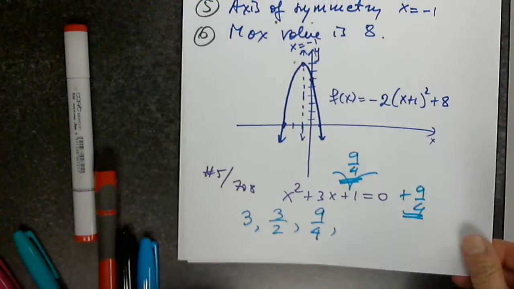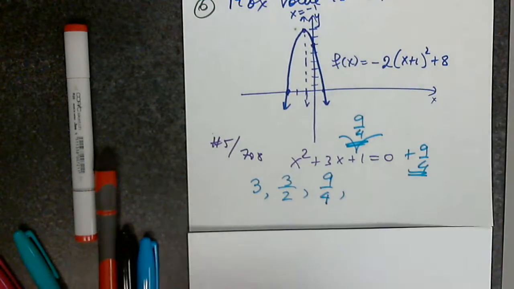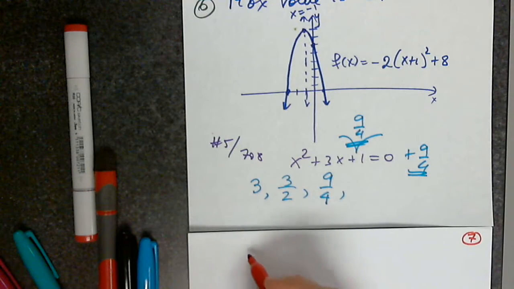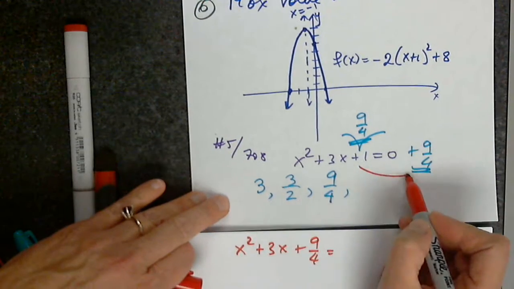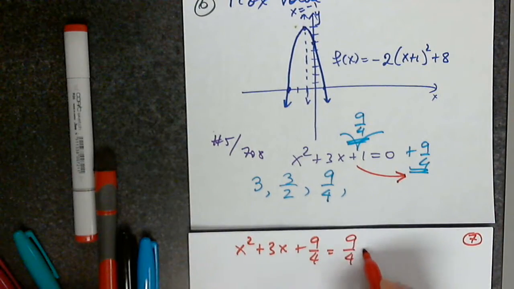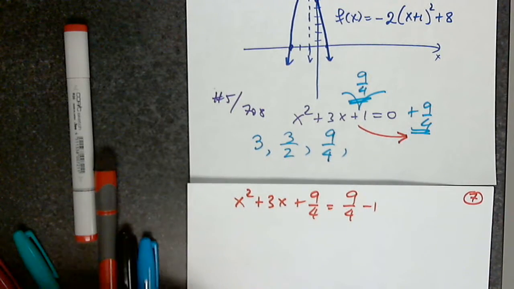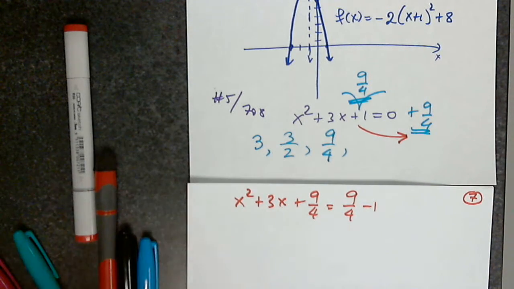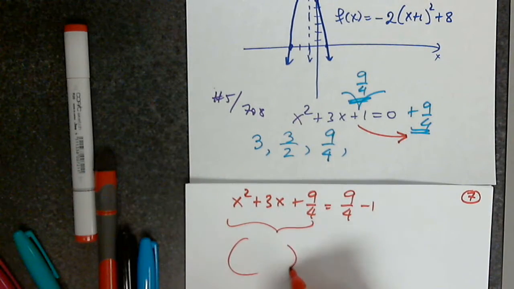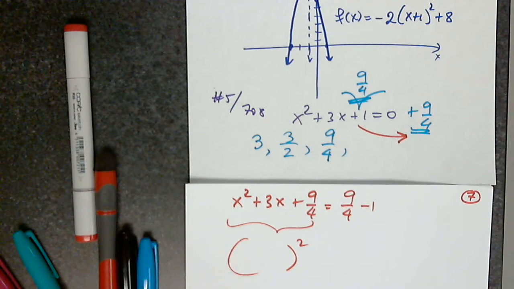So I will rewrite the equation as x squared plus 3x plus 9 over 4 equals 9 over 4 minus 1. I will definitely move the 1. So the middle coefficient is 3. I divide 3 by 2. I square 3 halves. I get 9/4. And 9/4 is the quantity that I have to add to both sides. Good. Now I know what this is. How do I know? Because I made it so.